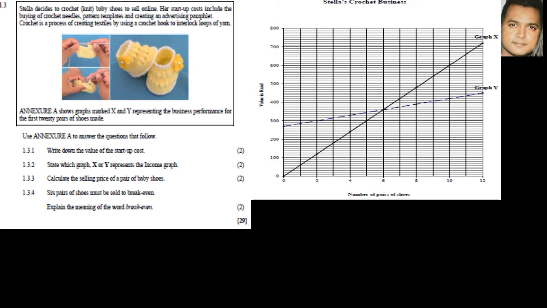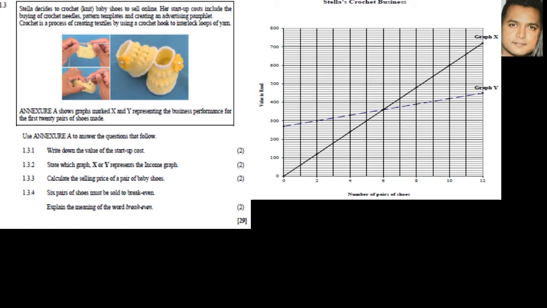So 1.3.2, state which graph X or Y represents the income graph. Now remember, I've just mentioned that money that is spent at the outset is our expense and startup cost. So looking at the 0, that would be no sales would have been made for that item. So if you look at the graph, it would be this area here, and it would be this graph here, which is graph X. So your answer would be graph X.